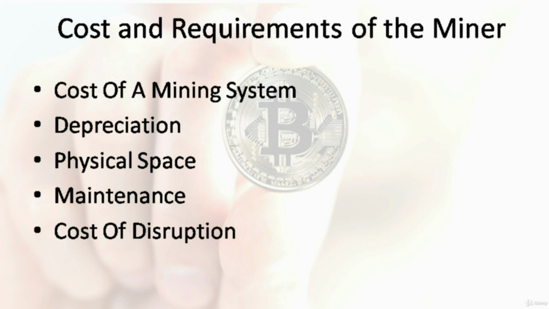With regards to cost and requirements of the miner, the following 5 factors need to be taken into account: the cumulative cost of a mining system, the depreciation and loss of value of the system in the long term, for example over an expected life cycle of the mining rig, the physical space needed for a mining rig and its associated costs, the maintenance requirements of the rig, as well as the cost of a disruption to the mining process.